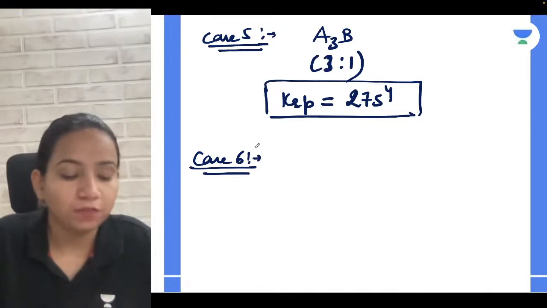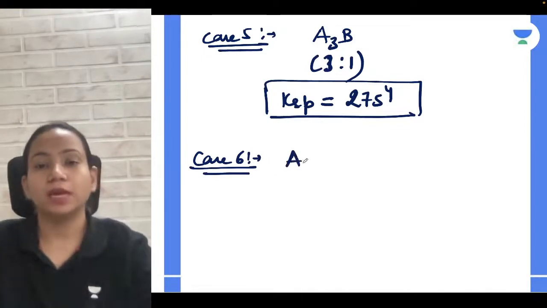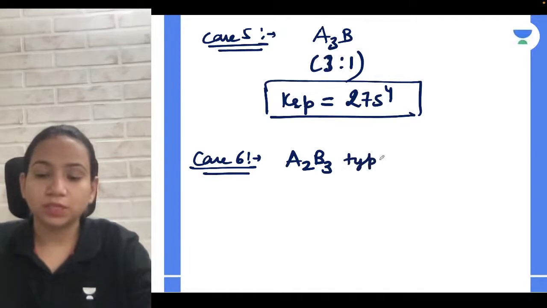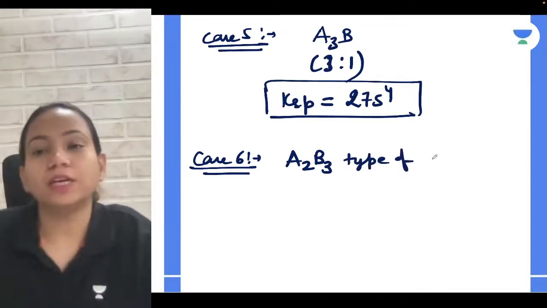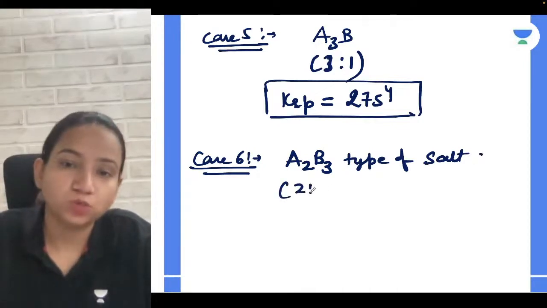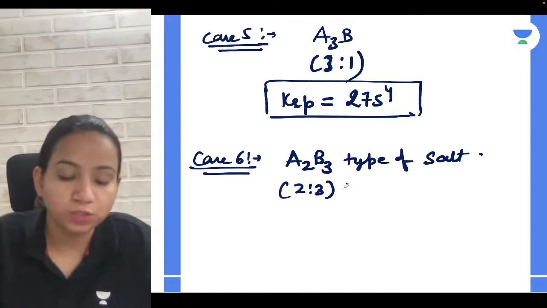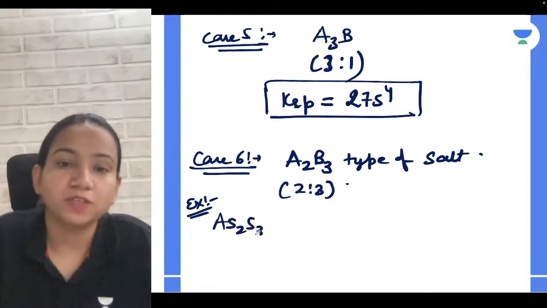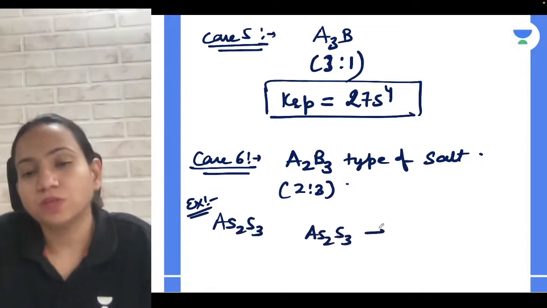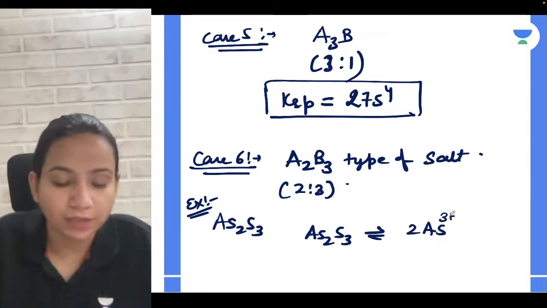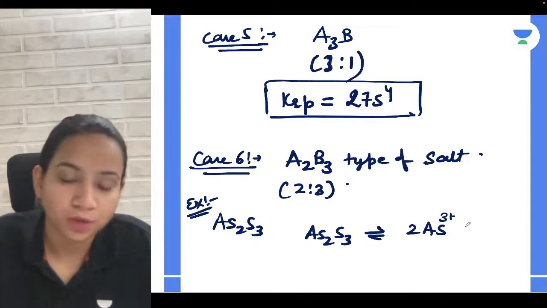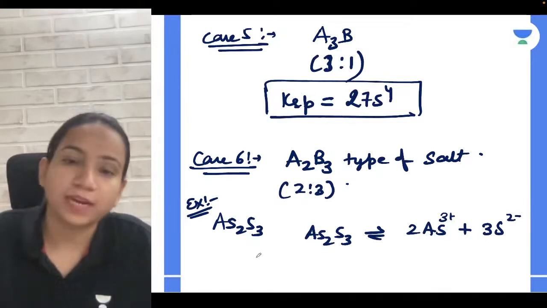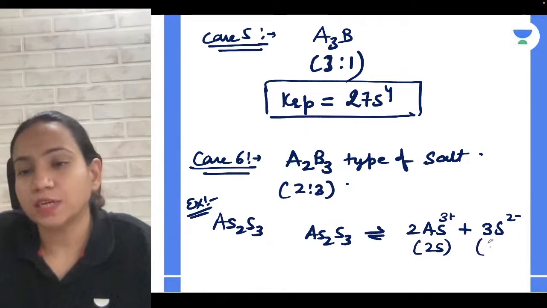If you have A2B3 type of salt, let's just discuss case 6, A2B3 type of salt. What I can understand, they are in the 2:3 ratio. If they are in the 2:3 ratio, for example, say As2S3 I'm giving. So if it will dissociate, what ions is it going to give? 2As3+ ion, yes or no? And along with that, what will it give? Plus 3S2 minus ion. Correct? Now if I write its concentration, solubility will be 2S and here it will be 3S.